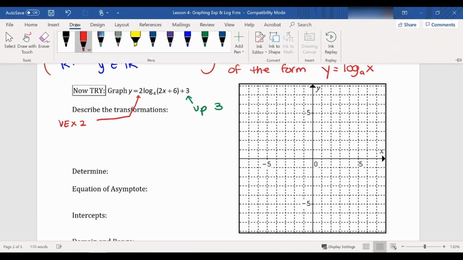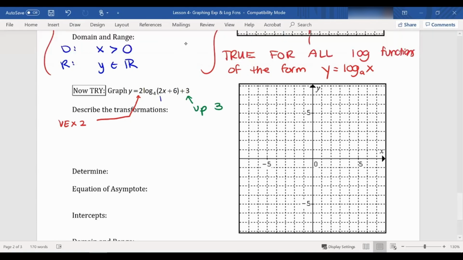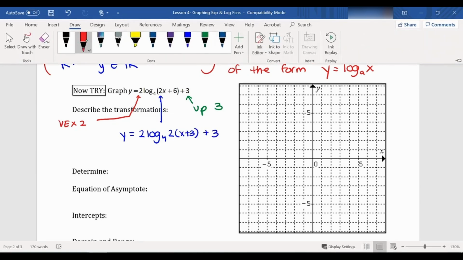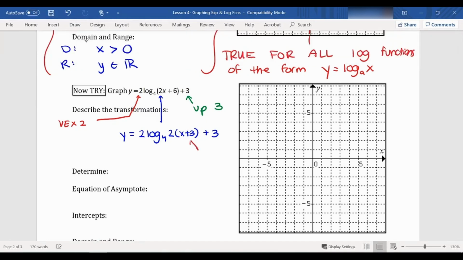Now we have a problem here. We have a 2 inside brackets with the x. Remember, we always need to factor that horizontal expansion or compression out. So we're going to rewrite this as y equals 2 log base 4. We're going to factor this 2 out, and then our brackets will end up being x plus 3. Now, we can see that we've got a +3 in the brackets. This would be left 3.